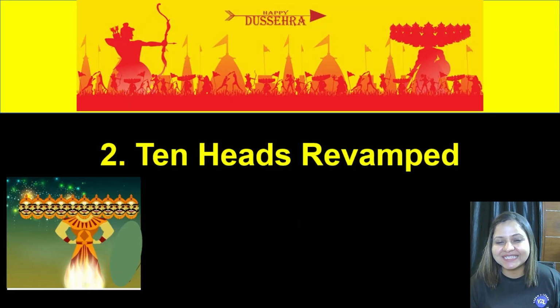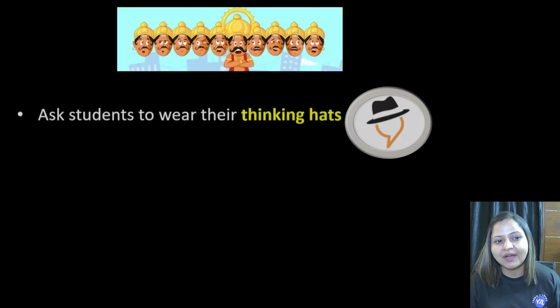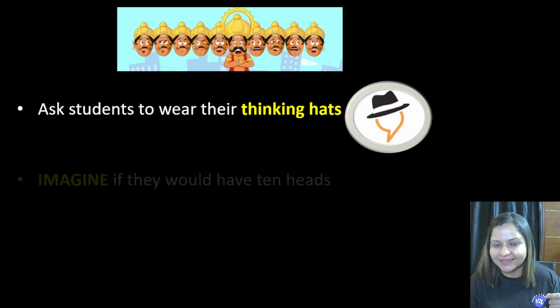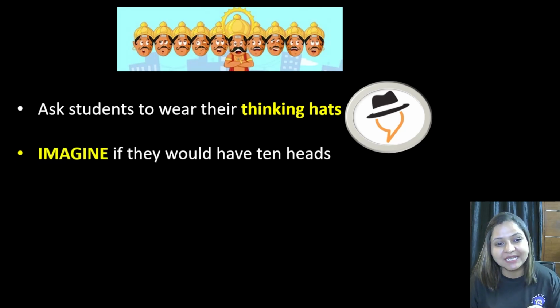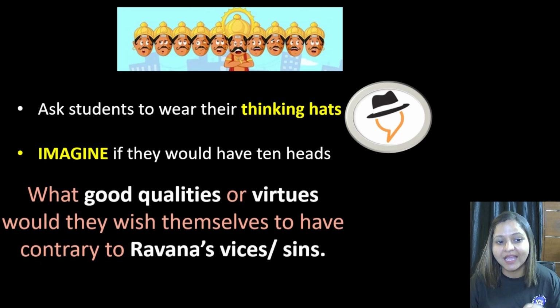The next activity is 10 Heads Revamped. Now, when we talk about Dussehra, we do talk about Ravan. And when we talk about Ravan, we talk about the 10 heads. Now, let's revamp. How? Ask students to wear their thinking hats and imagine if they would have 10 heads. What good qualities or virtues would they wish themselves to have contrary to Ravana's vices and sins?